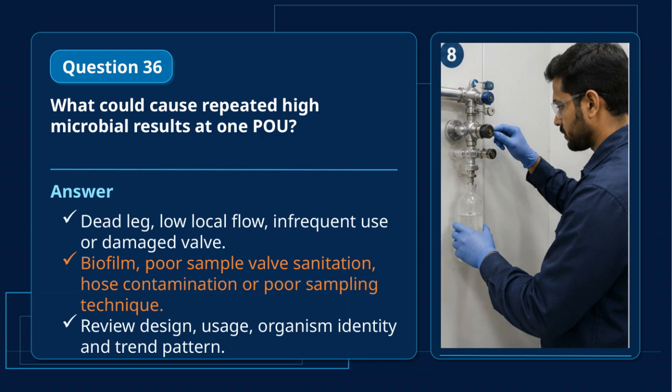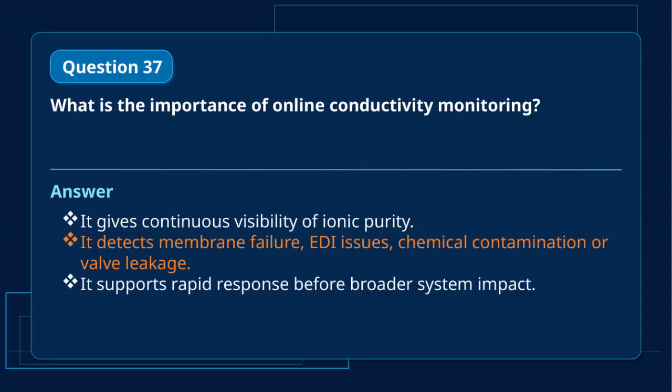high microbial results. The importance of online conductivity monitoring lies in its ability to provide continuous visibility of ionic purity in the system. This means we can constantly track the quality of the water or solution in real time. It helps detect crucial issues such as membrane failure, problems with the EDI system, chemical contamination, or valve leakage early on. By identifying these problems quickly, it supports rapid response, allowing us to address them before they impact other parts of the system more broadly. This proactive approach is key to maintaining system integrity and ensuring consistent performance.